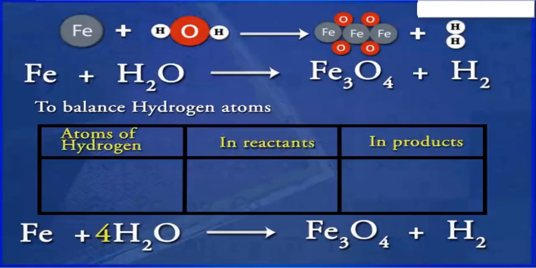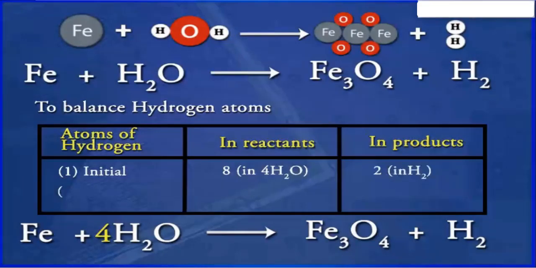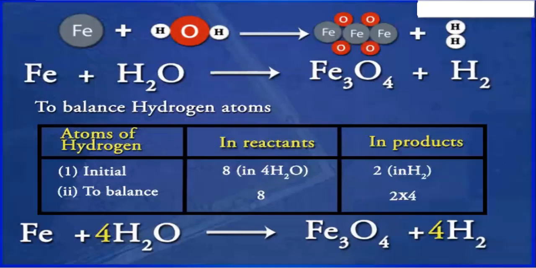We can clearly observe that there are 8 hydrogen atoms on the LHS but only 2 hydrogen atoms on the RHS. To balance the hydrogen atoms in this equation, we will have to make the number of atoms of hydrogen 8 on the RHS as well. Therefore, the equation would now become Fe plus 4H2O gives Fe3O4 plus 4H2.